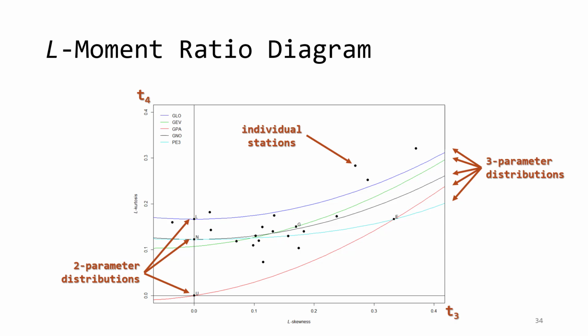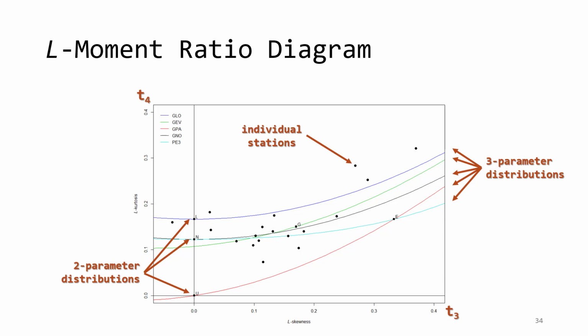Next, you can look at the behavior of individual sites and see how closely related the L moment ratios for sites in a region are. If your region has a large spread in points, as is shown here, it's likely that your H statistic is going to be large for that region.